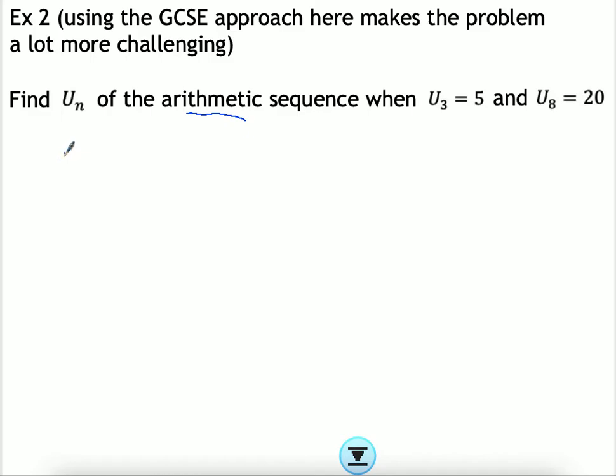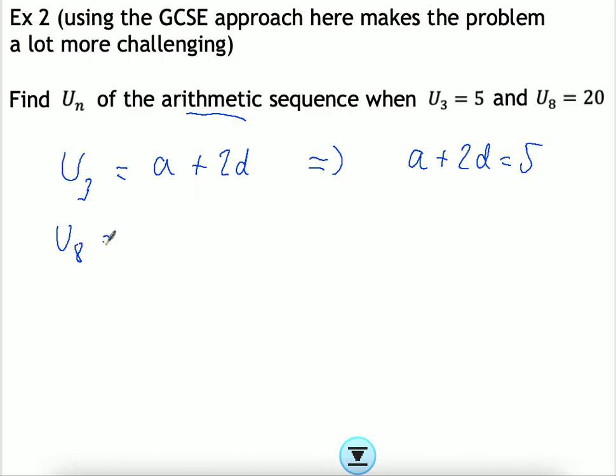So u3 is the first term, add n subtract 1 lots of the difference. So n in this case is 3, so it's 2 lots of the difference. So we can say that a plus 2d is 5. Now the 8th term is a plus n subtract 1 lots of the difference. That's 7 lots of the difference. So therefore we can say that a plus 7d is 20.